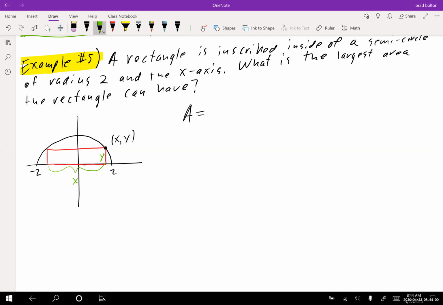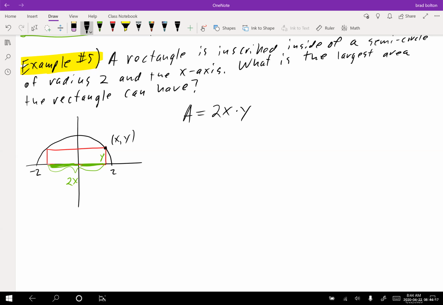But it's not really x, because from here to here is x. But then how far is it from here to here? Isn't that also x? So that means it's 2x. So our area is actually 2x times y. So we have an area formula that has two variables in it.